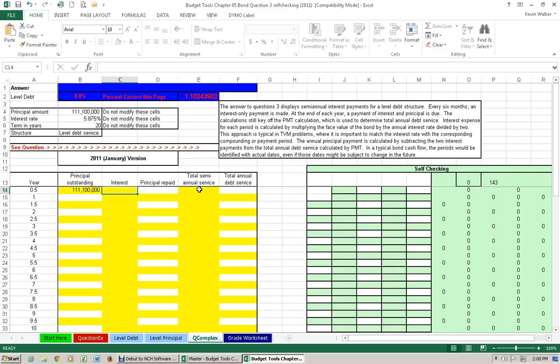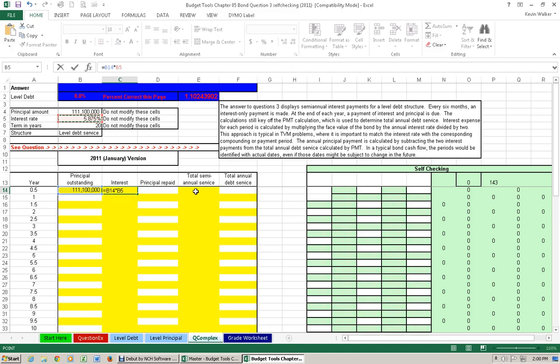You paid some of this differently. So here's how we're going to calculate it. Start with equals. The principal outstanding we're going to work with is in cell B14, so we're going to add that. We're going to multiply B14, the asterisk, by B5, which is the interest rate.